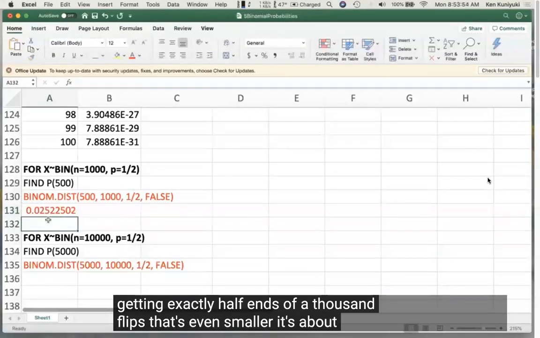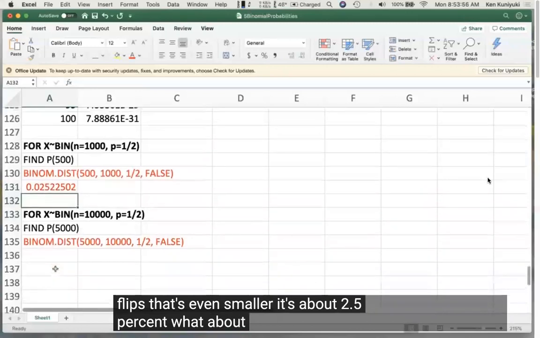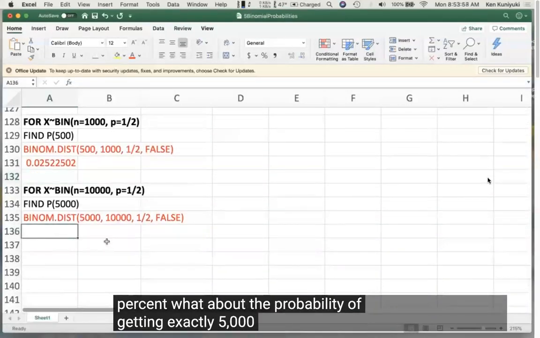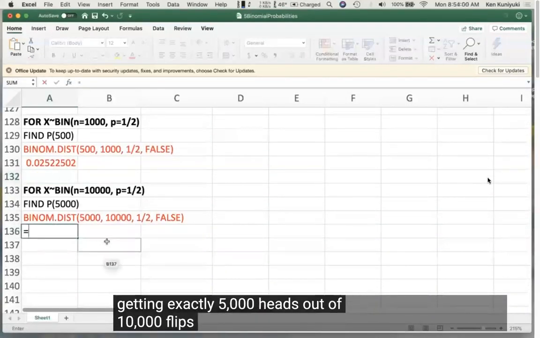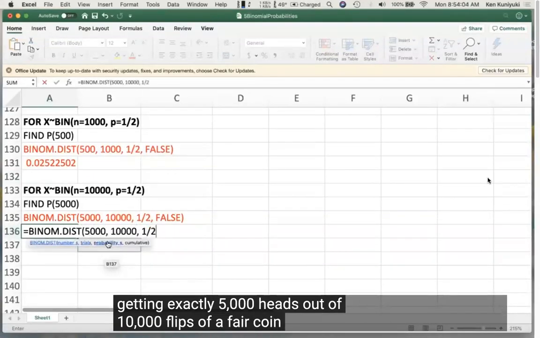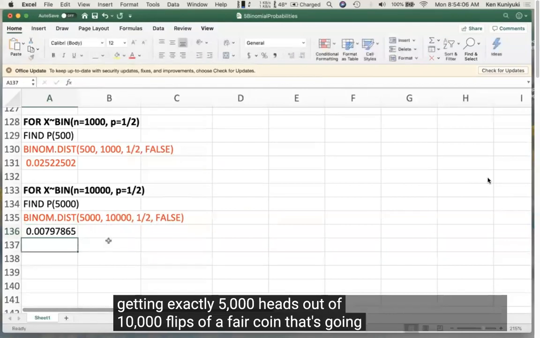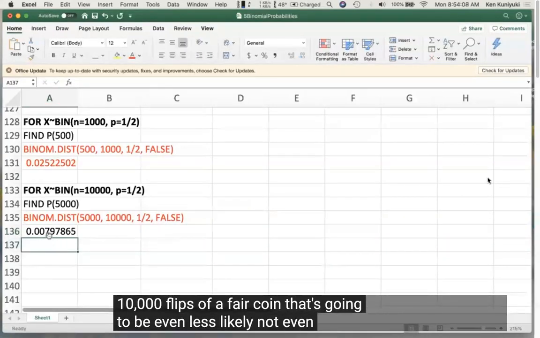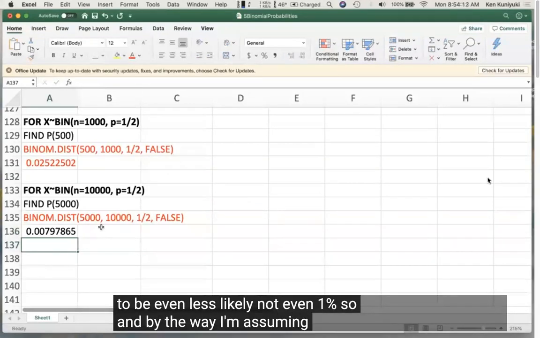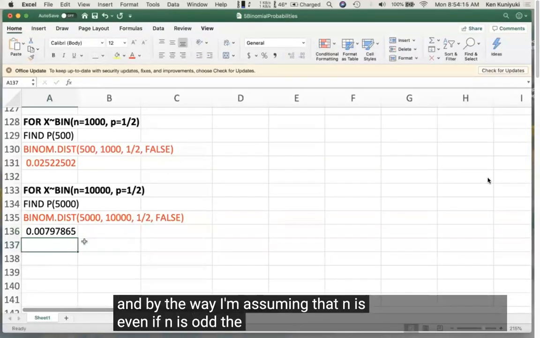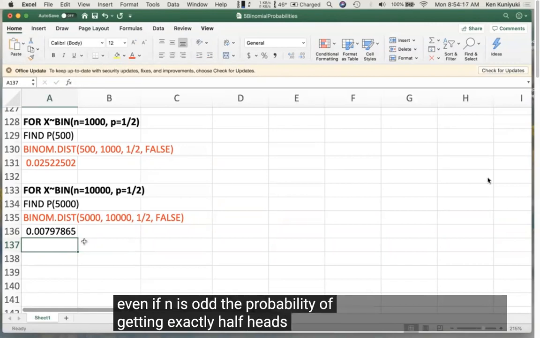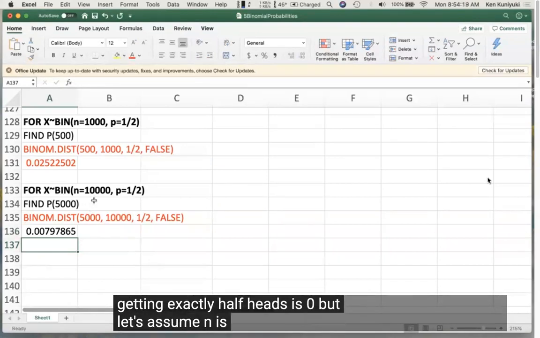That's even smaller. It's about 2.5%. What about the probability of getting exactly 5,000 heads out of 10,000 flips of a fair coin? That's going to be even less likely, not even 1%. And by the way, I'm assuming that n is even. If n is odd, the probability of getting exactly half heads is 0. But let's assume n is even.